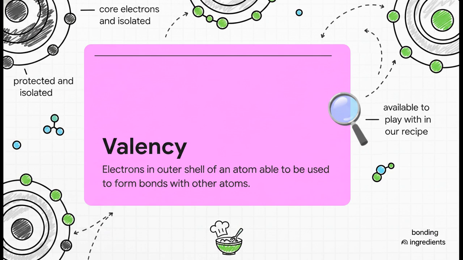See, when atoms interact, the core electrons deep inside are protected. They're isolated. It's really only these outer shell electrons, the valence electrons, that we actually have available to play with in our recipe. So knowing an atom's valency tells us exactly how many bonding ingredients it's bringing to the table.